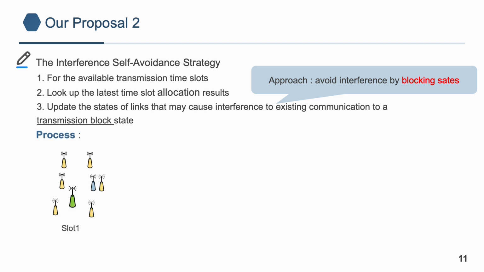Several nodes are in the network, and the green and blue nodes employ the interference avoidance strategy at slot 1. If the status of slot 1 from the green node to the blue node indicates that the green node can send data to the blue node at slot 1, then the green node initiates the following steps.